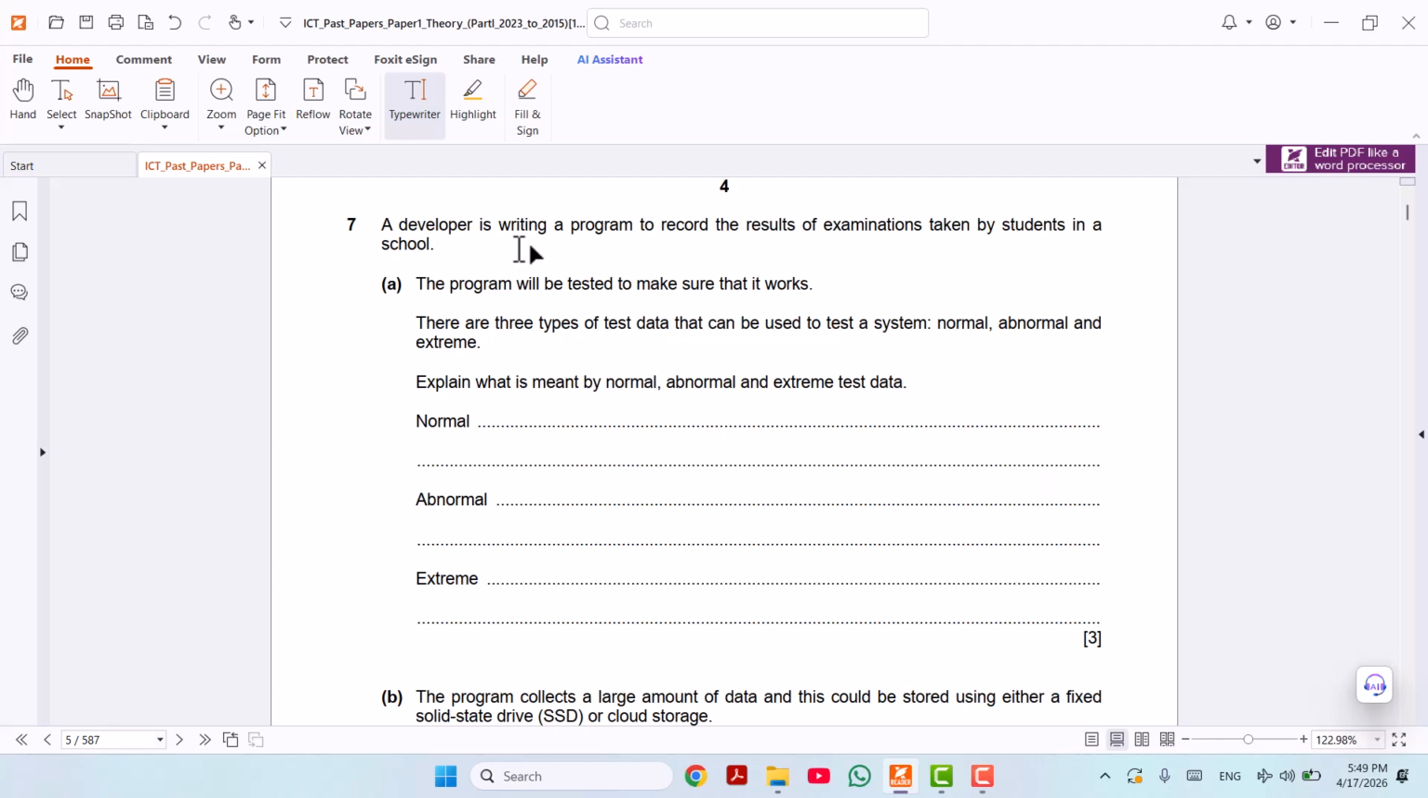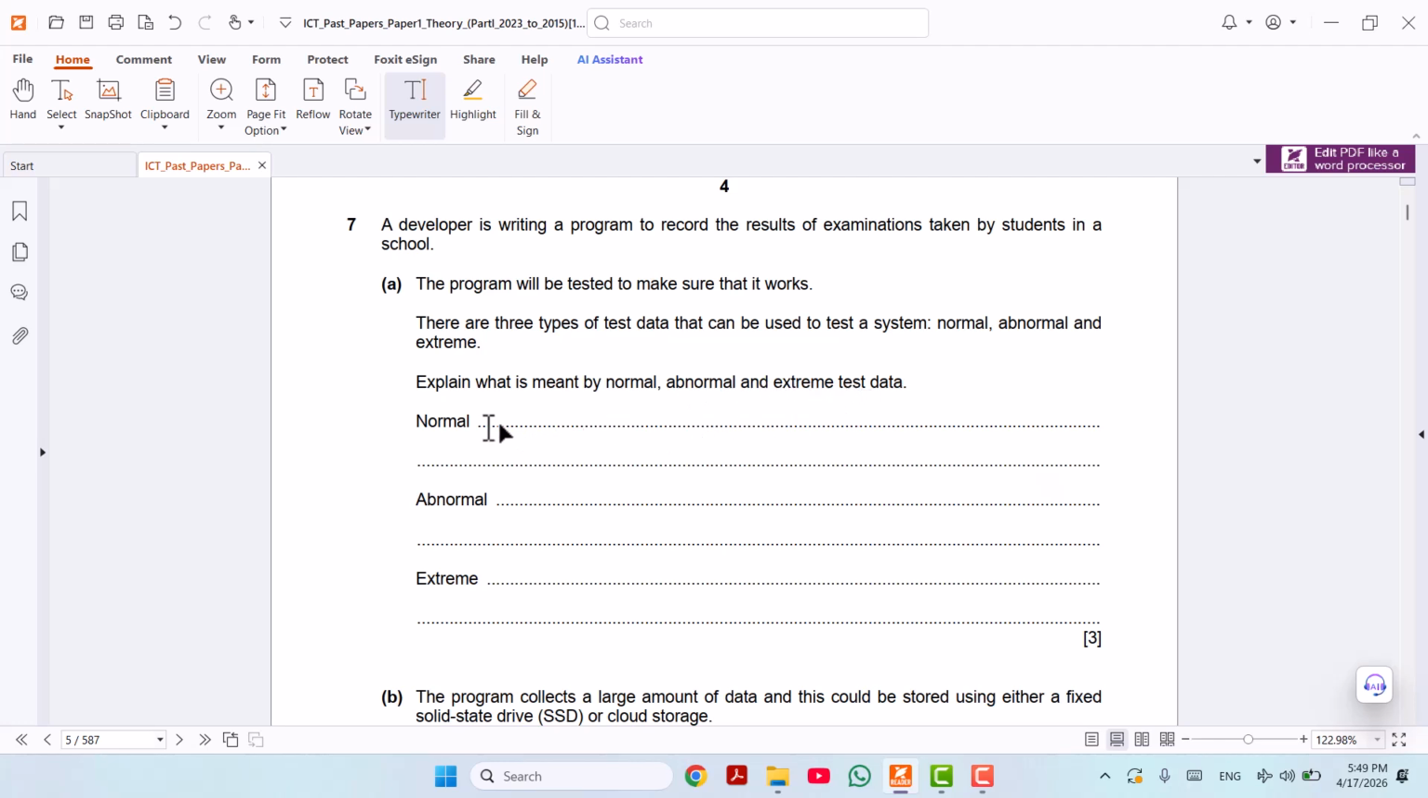A developer is writing a program to record the results of examinations taken by students in the school. The program will be tested to make sure that it works. There are three types of test data that can be used to test the system: normal, abnormal, and extreme data. Explain what is meant by normal, abnormal, and extreme.